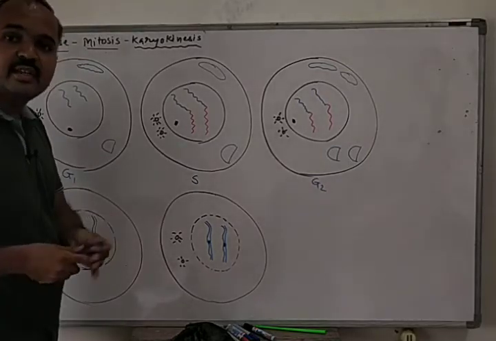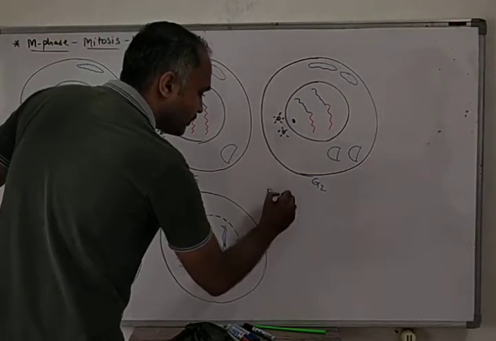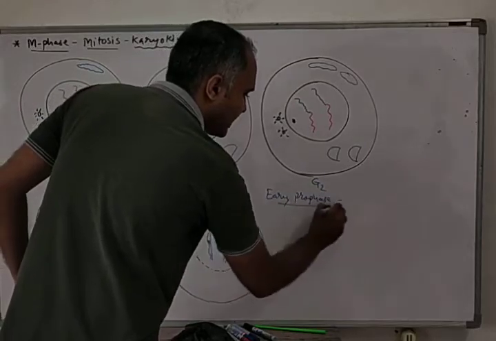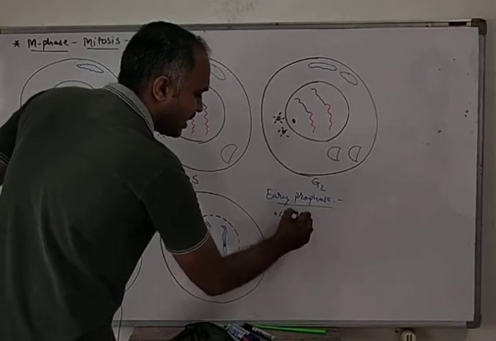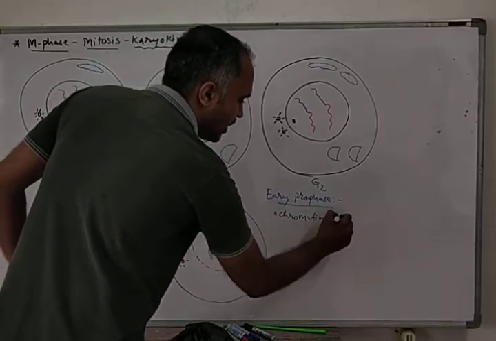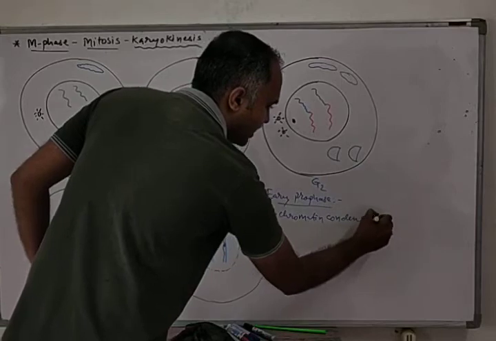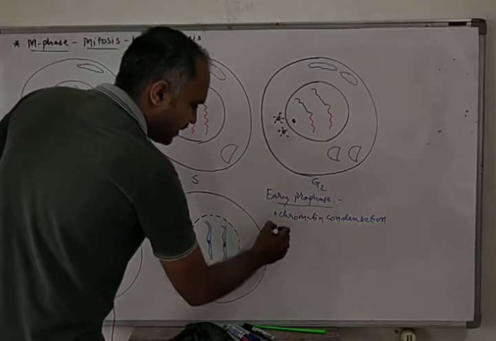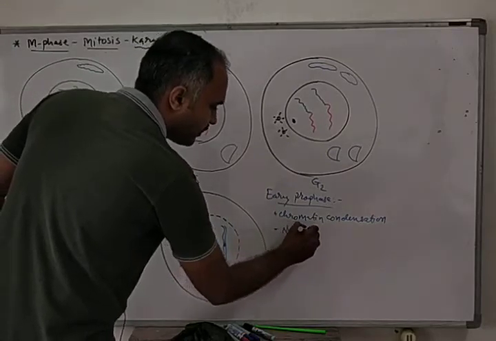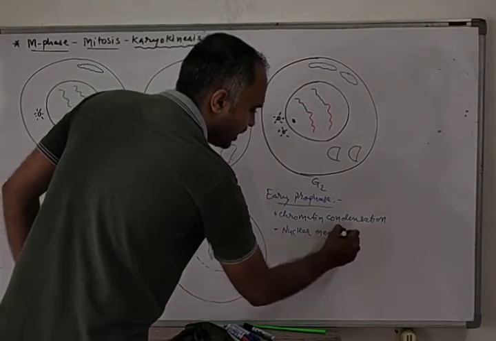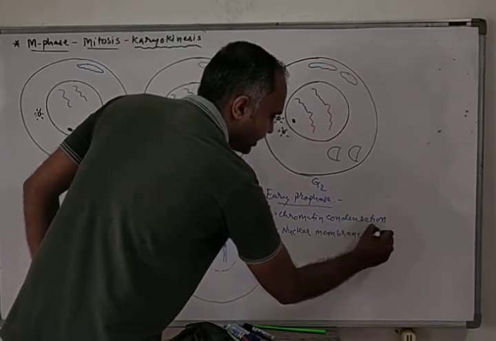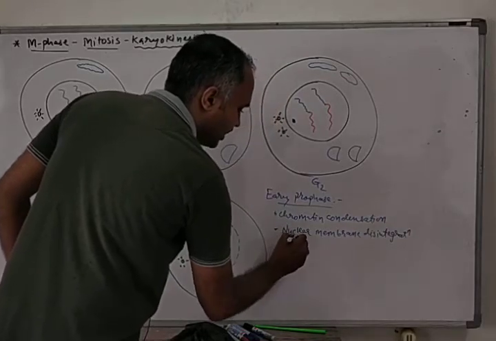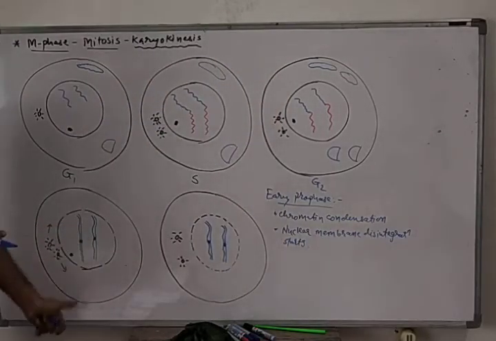So what are the key events of early prophase? What will we say in the early prophase? We will say that chromatin condensation begins in the early prophase. Then we will say that nuclear membrane disintegration begins in the early prophase.